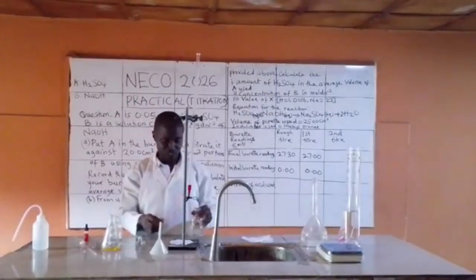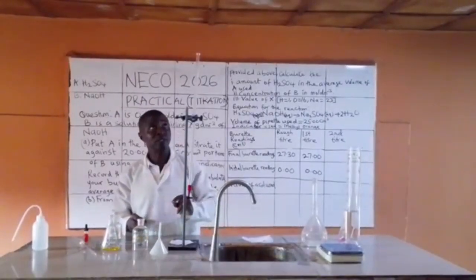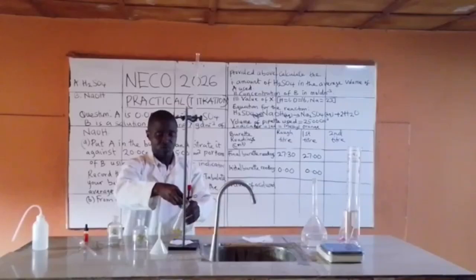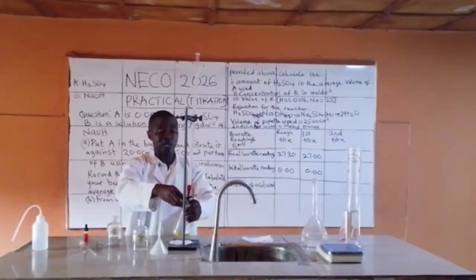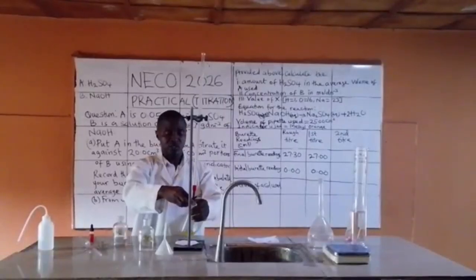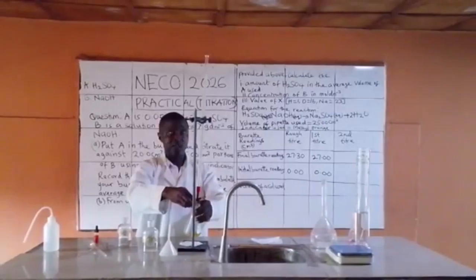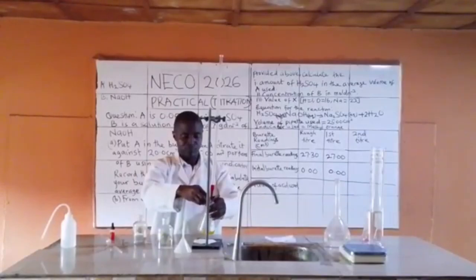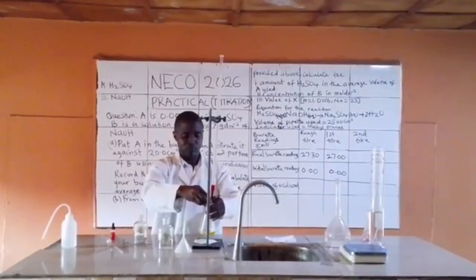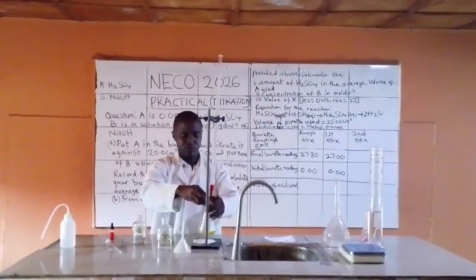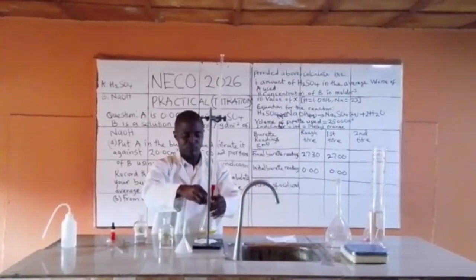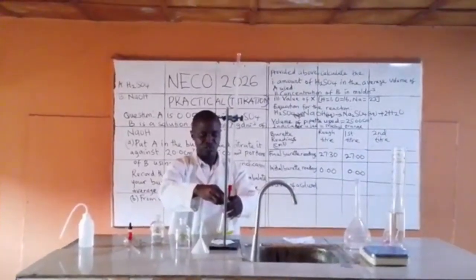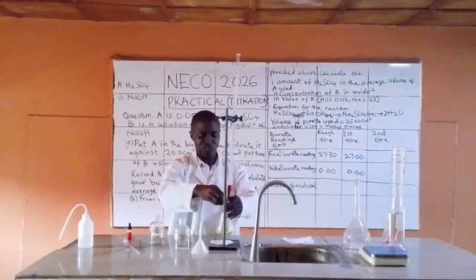Now, in order to get the second titre, you place the conical flask under the burette, and the titration continues. It's changing gradually from yellow.